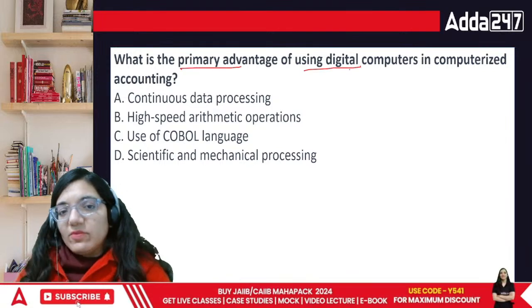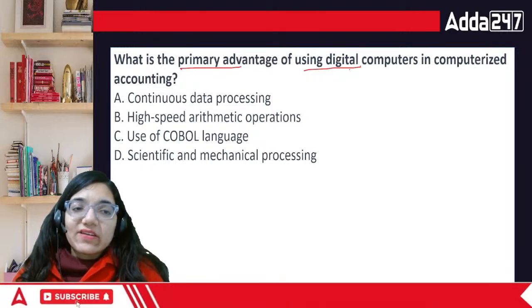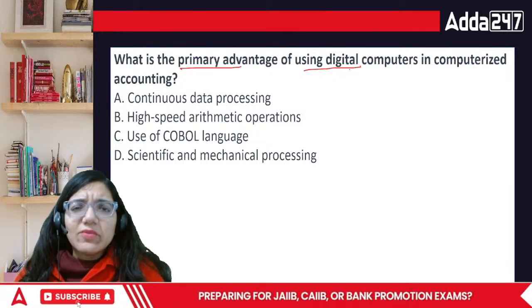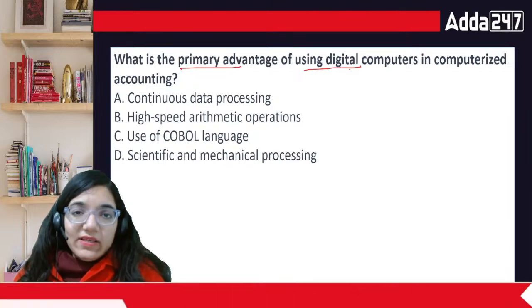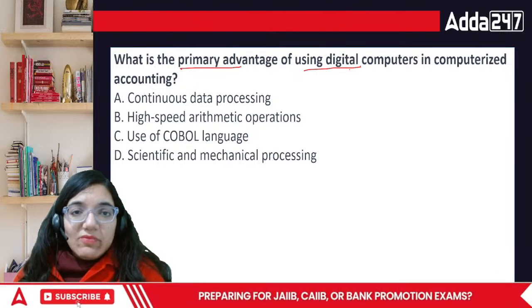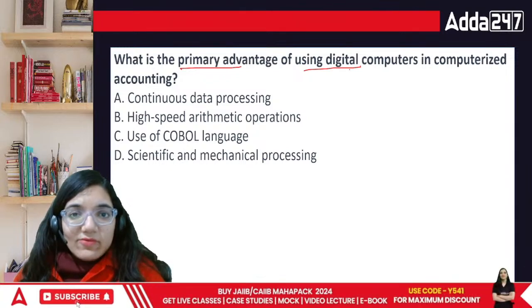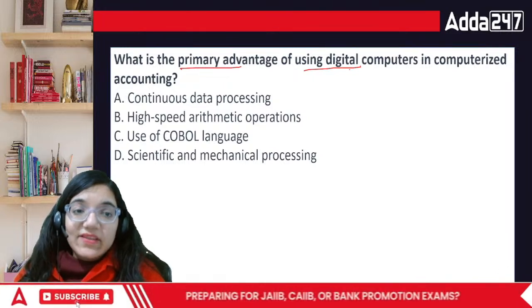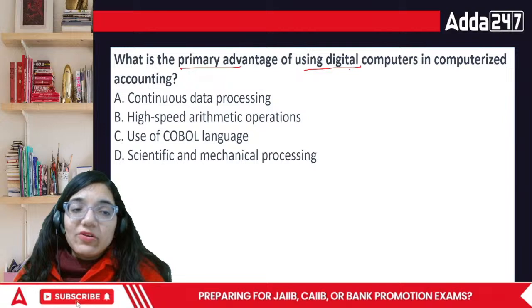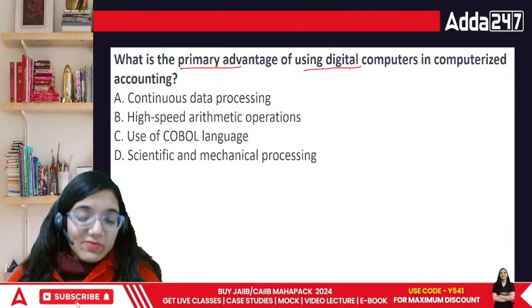Now, when we talk about primary advantage of using digital computers in computerized accounting, continuous data processing, yeah, it can be done. Currently, I think if we talk about it, the banks are now working kind of around the clock. I can make an RD even in the night. I can transfer my money at 3 a.m. in the morning. I can open an account at any point of time at any place. There's no problem in doing that. So we have a continuous data processing. It's a high speed arithmetic operations.